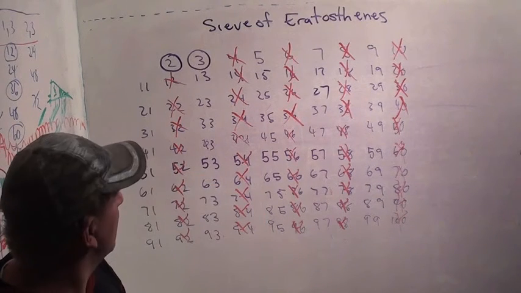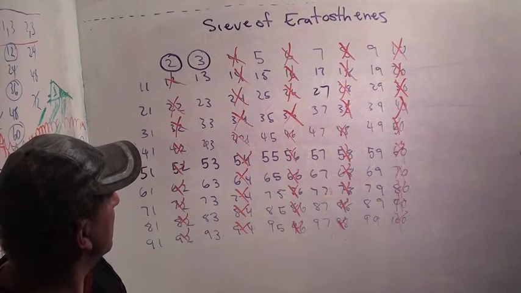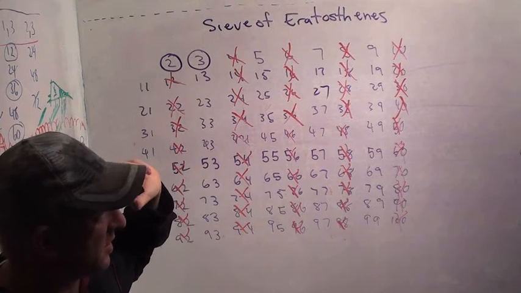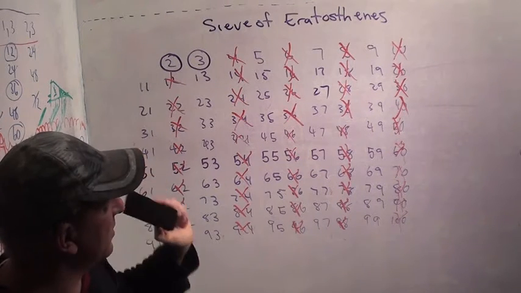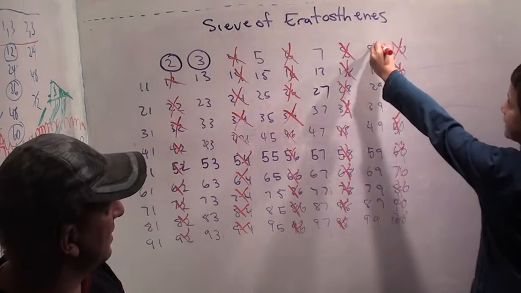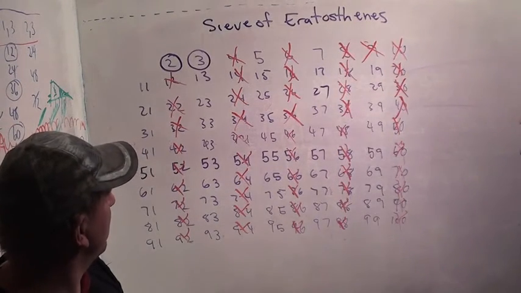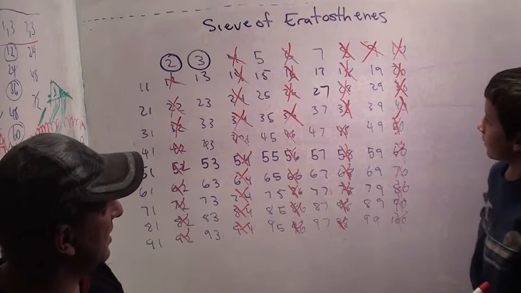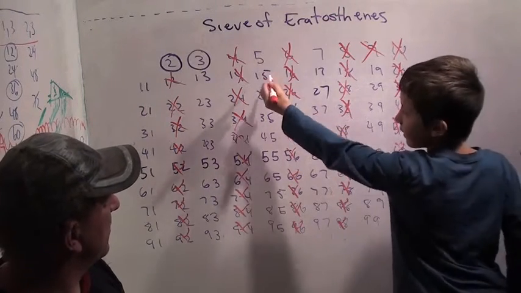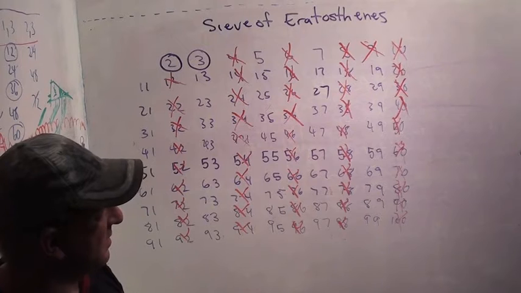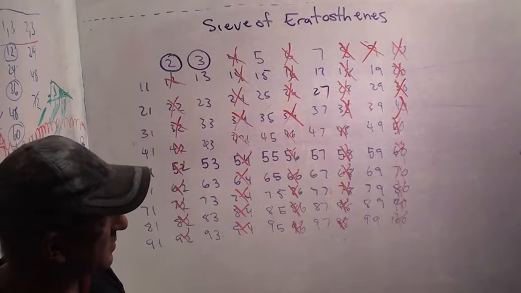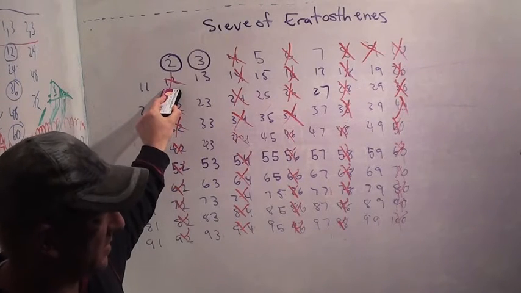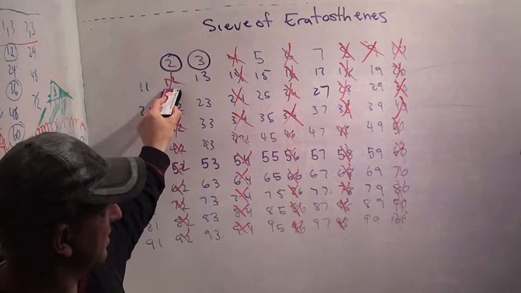So wait just a second. How are we going to do that? What's the next multiple of 3? 6. It's already crossed out. What's the multiple of 3 after that? 9. Okay, cross it out. What's the next multiple of 3 after 9? 12, but it's already crossed out. So what comes next? Then 15. Okay, 15. Go.